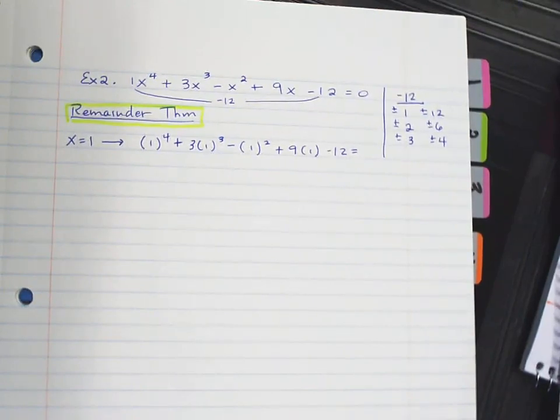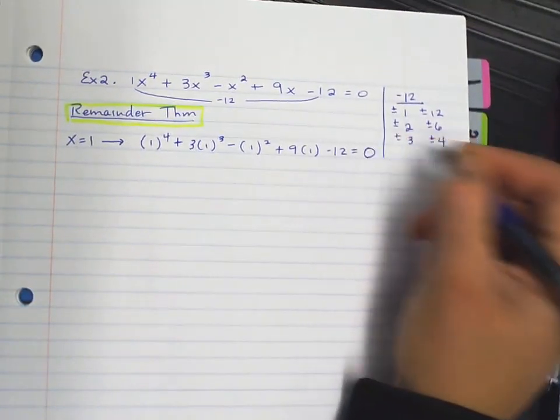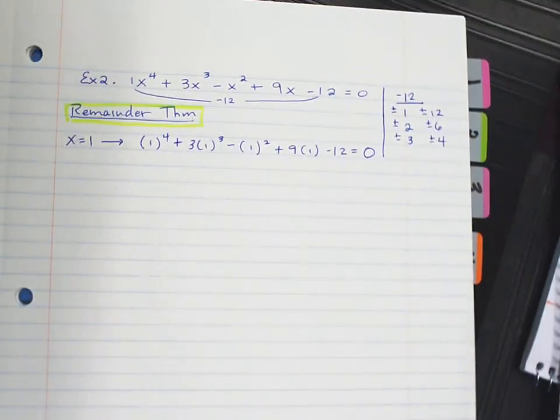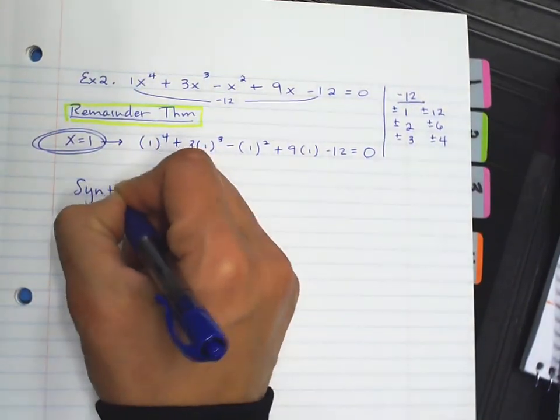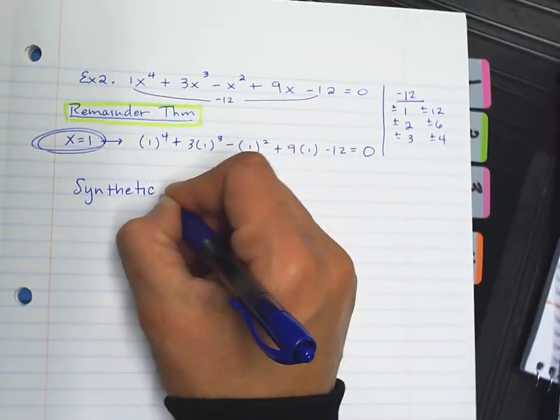All right, what do we get? 0. Okay, so we got lucky. All right, that's one of our solutions right there. What's my next step? Synthetic. Okay, so now we're going to use synthetic with our first solution.